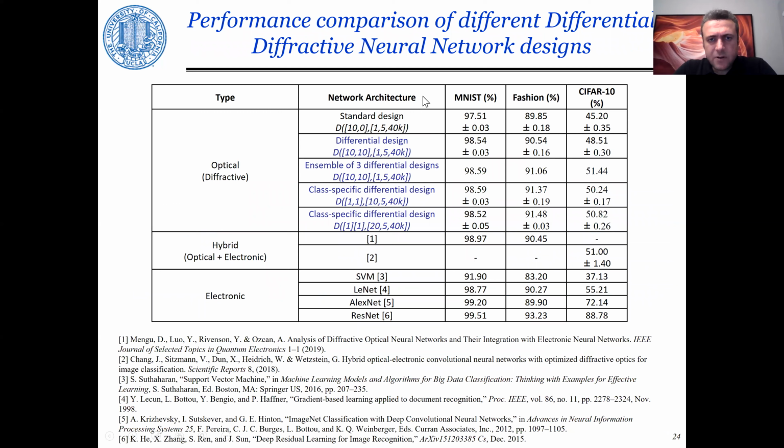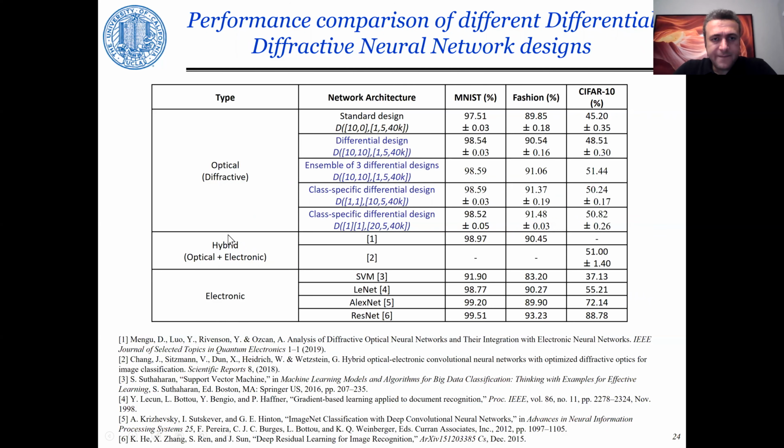This is the summary of all of these results. Basically, compared to the standard design, which assigns a single diffractive network and 10 detectors, one per class, differential designs win, and differential class-specific designs seem to be the winner of all of them, together with the ensemble of three independent differential designs, as shown here. So these were all optical designs, basically composed of many diffractive layers working together.